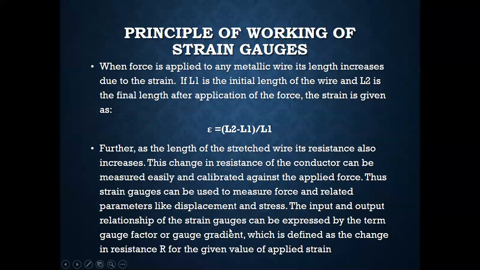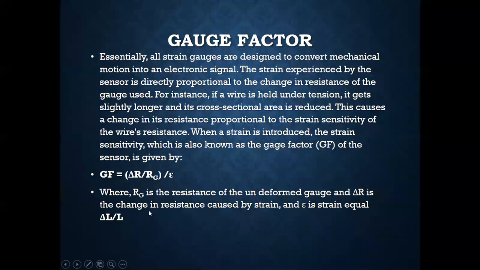The output and input relationship of a strain gauge is expressed by the gauge factor. What is the gauge factor? Gauge factor is equal to delta R divided by R, all divided by strain. Strain is equal to delta L divided by L. What is delta L? Delta L is the increase in length.